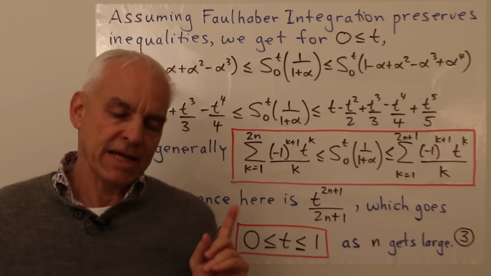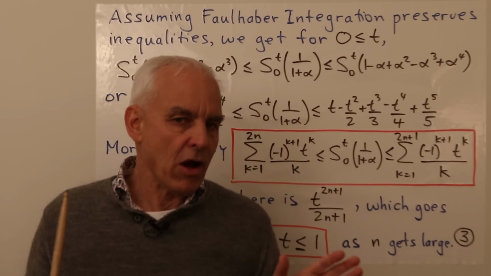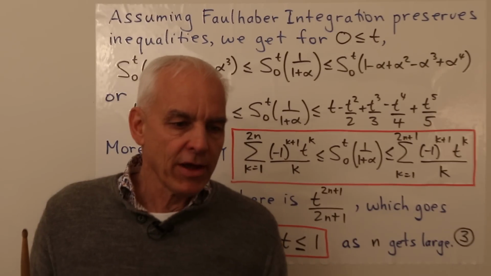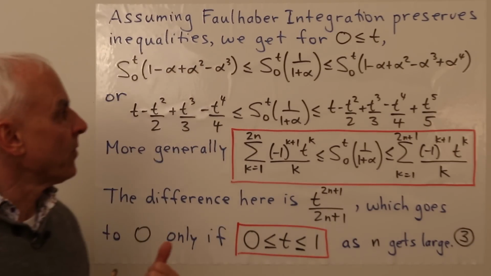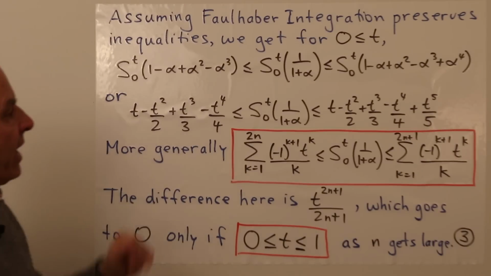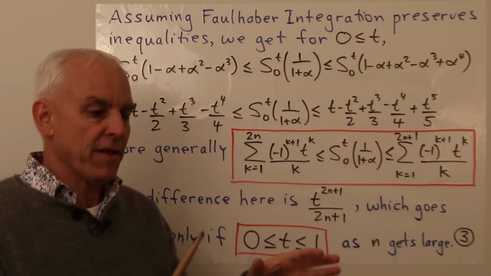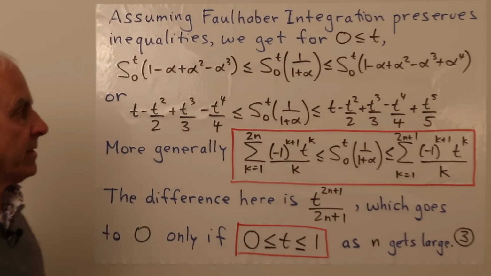Okay, so now we're going to make the same kind of assumptions that we've made already several times before. We're going to assume that the Faulhaber integration process respects inequalities. So that if we take the inequality that we've just looked at and we apply the Faulhaber integral from 0 to t of everything, then the inequalities are maintained.